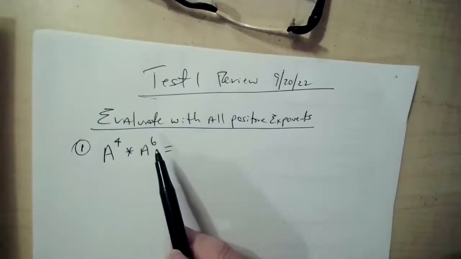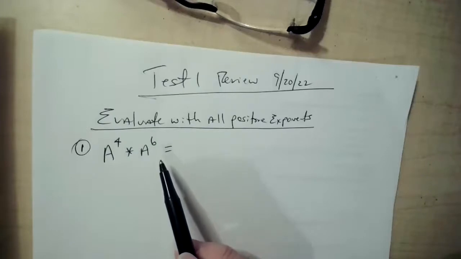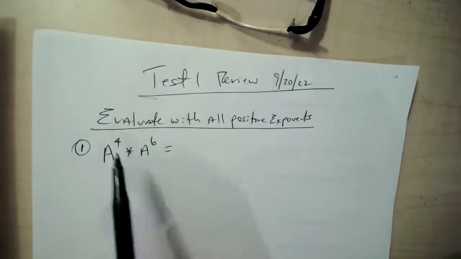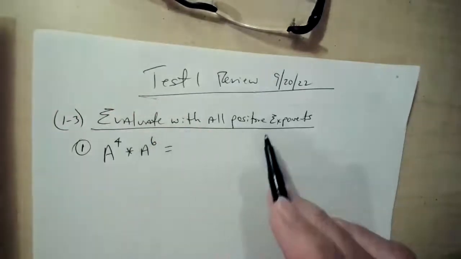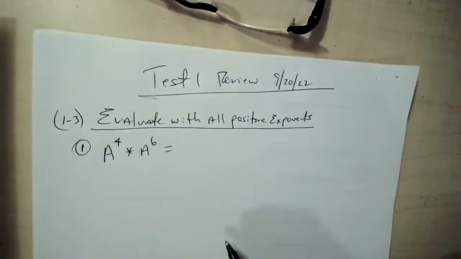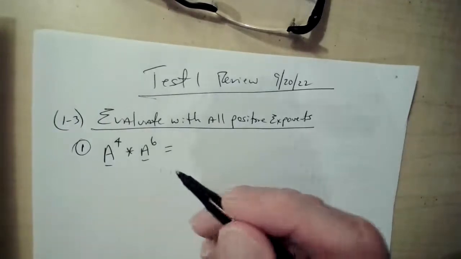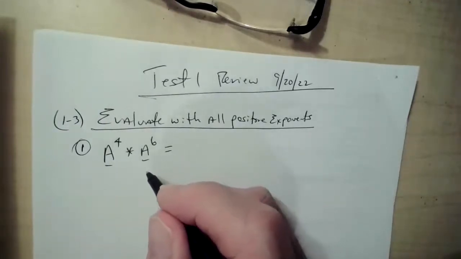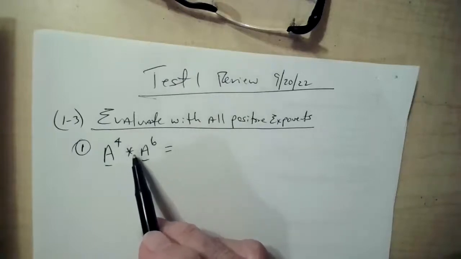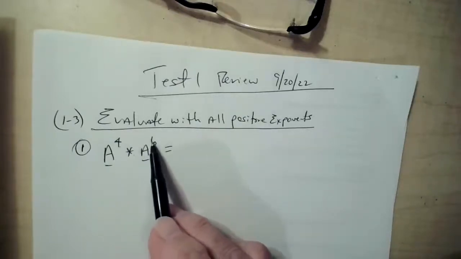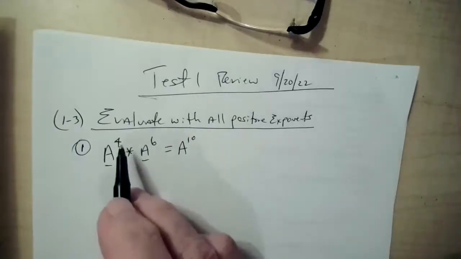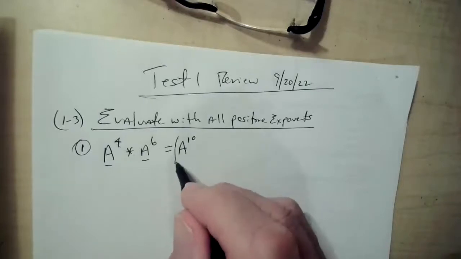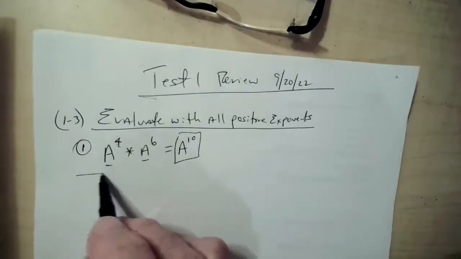Numbers 1 through 3 are all evaluate with all positive exponents. Now remember, when you have the same base numbers, the bottom numbers, and you're multiplying, you add the exponents. So this is going to be a to the 10th power, 4 plus 6.